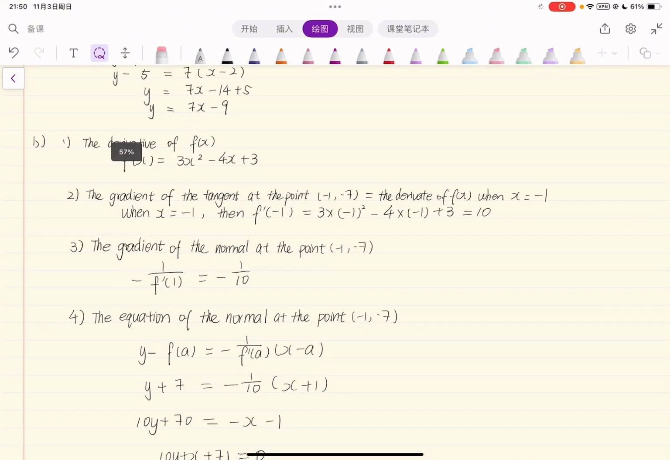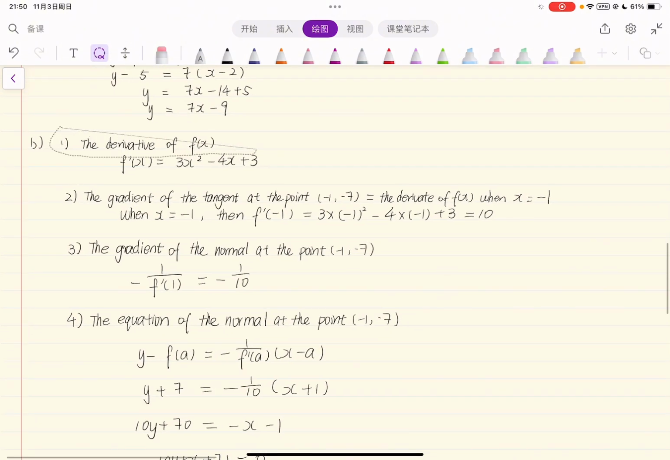Now let me change the color so that you can see it obviously. Change to another one, I think. Yeah, the purple one.